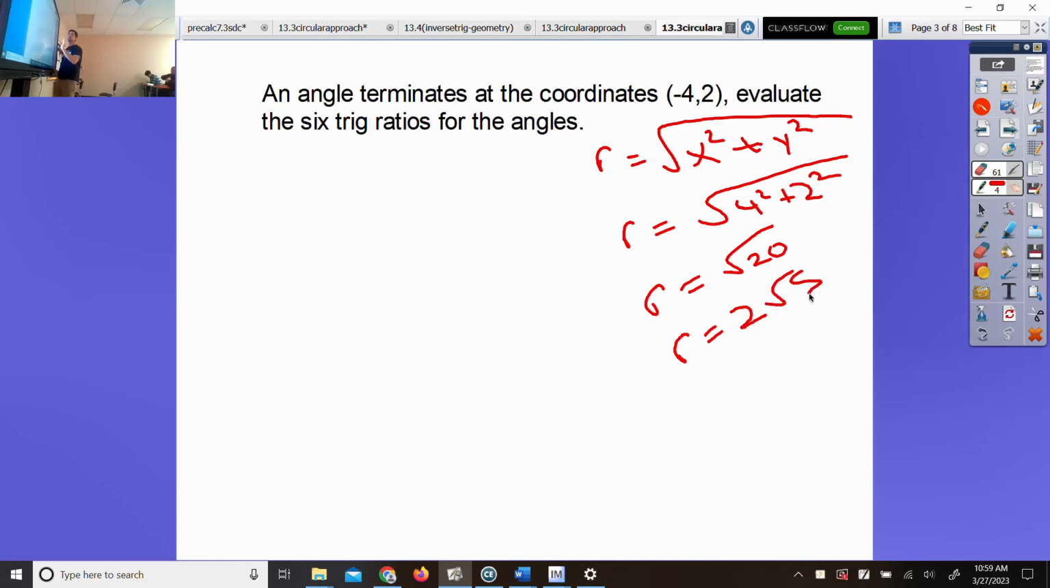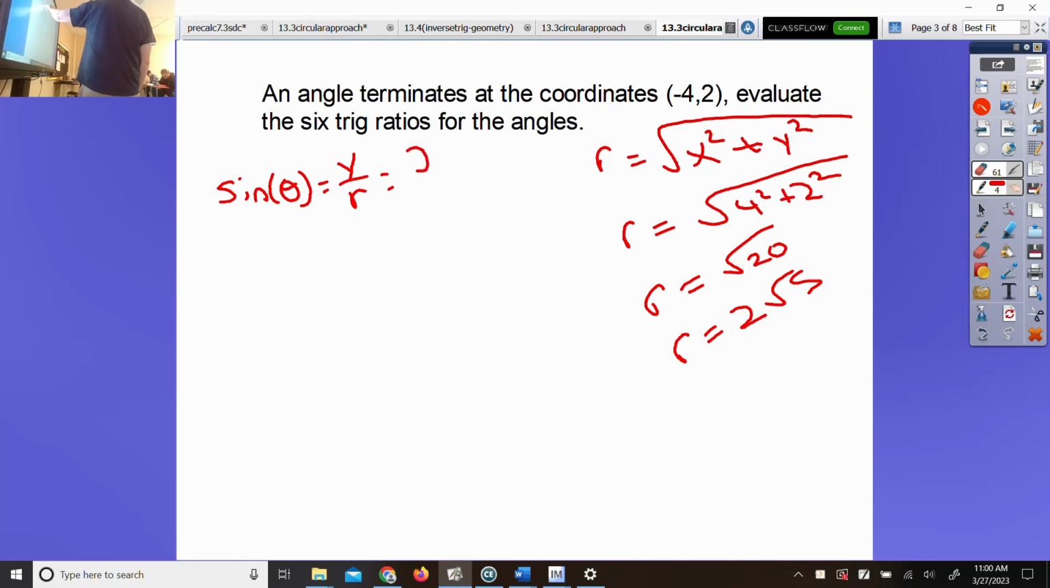These are going to require a little bit more work than the last ones. Again, I don't want to find all of them. Let's just do maybe 3 of them. Start with sine. Using a circular approach, what's the sine ratio? y over r. The y value is 2. What's the radius?